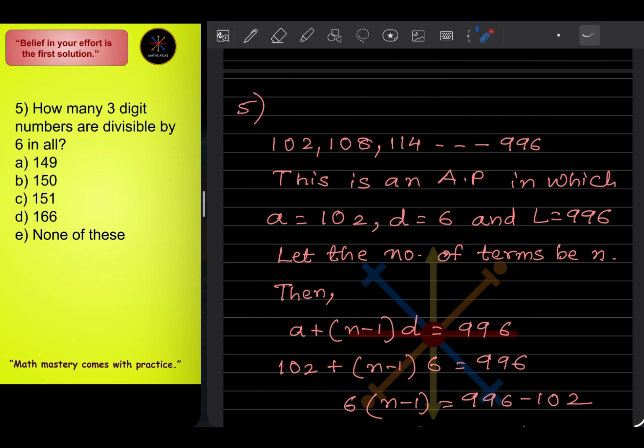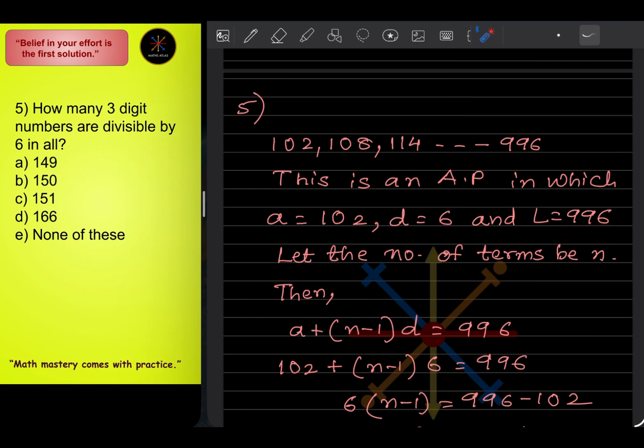Now you can see here the common difference. This is plus 6, here also it will be plus 6, so this also should be plus 6. So this is an AP, an arithmetic progression in which A is 102, which is the first term. The D is 6, the common difference, we call this D. And 996 is the last 3-digit number, which is the L, the last term.